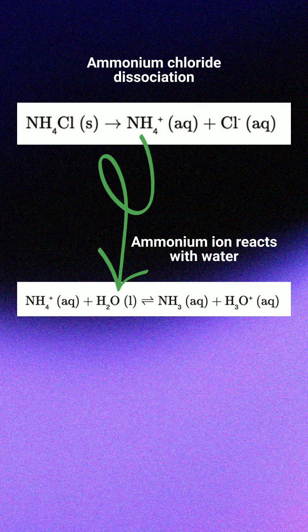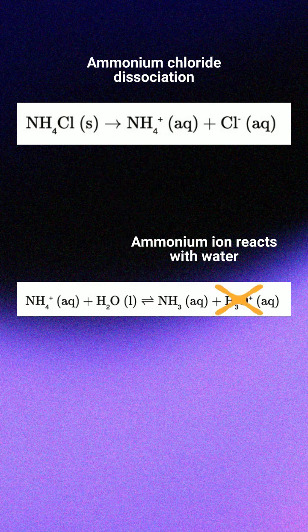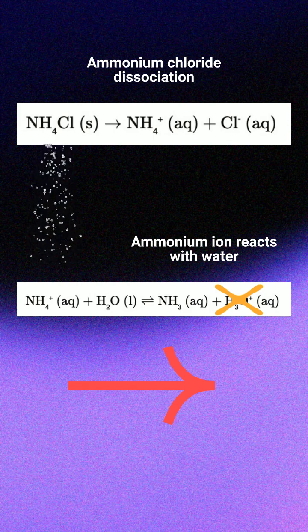If you make the solution more basic, that is, increase the pH, you reduce hydronium ions. Le Châtelier's principle tells us the system will try to balance by shifting that reaction to produce more hydronium ions. That uses up ammonium ions. As a result, more solid ammonium chloride dissolves to replace those ammonium ions, so solubility goes up in basic conditions.